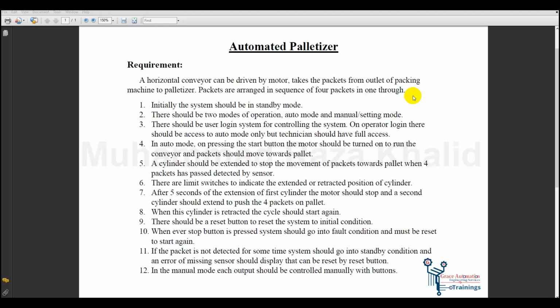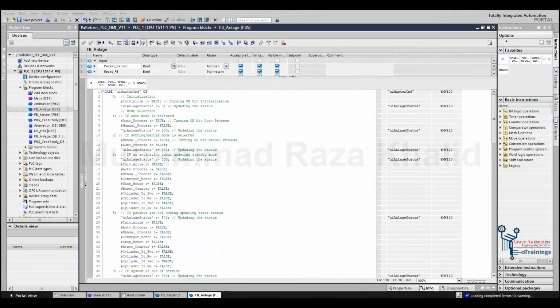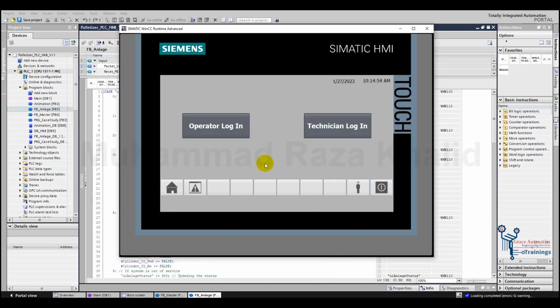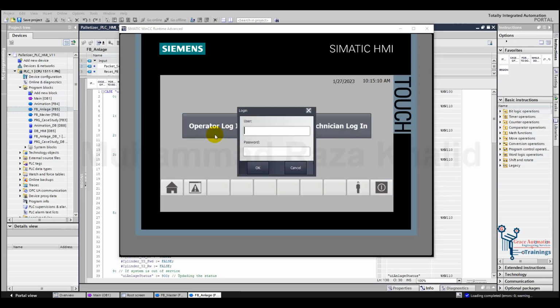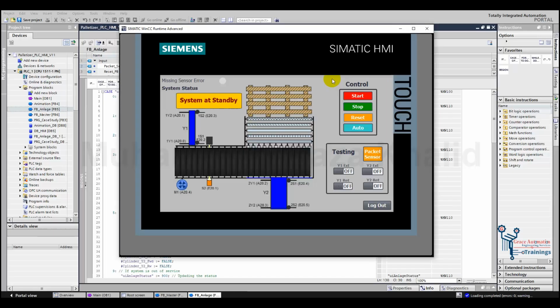Let's go to the software and test the logic. So here is the root screen. Here we have the login system. This button is for the operator to log in, and this is for the technician to log in. So let's firstly test the operator. We need to give the username, operator, and then the password for that. Okay, now we can log in. So we have logged into the auto mode.